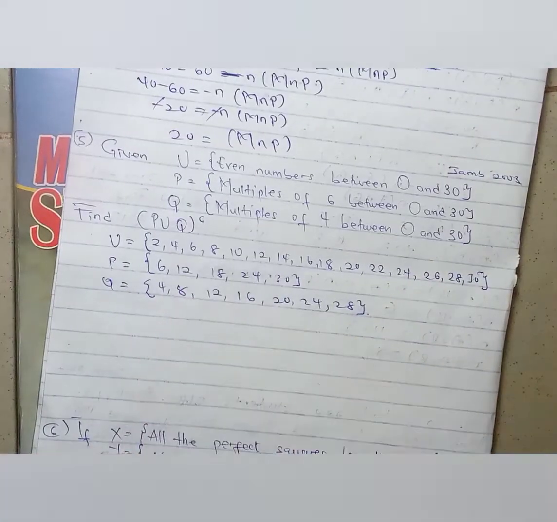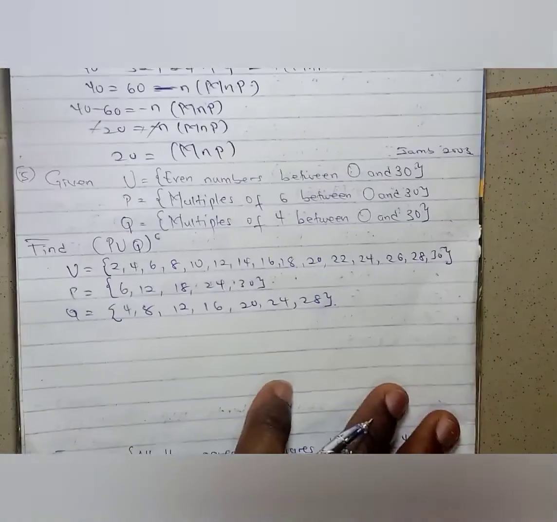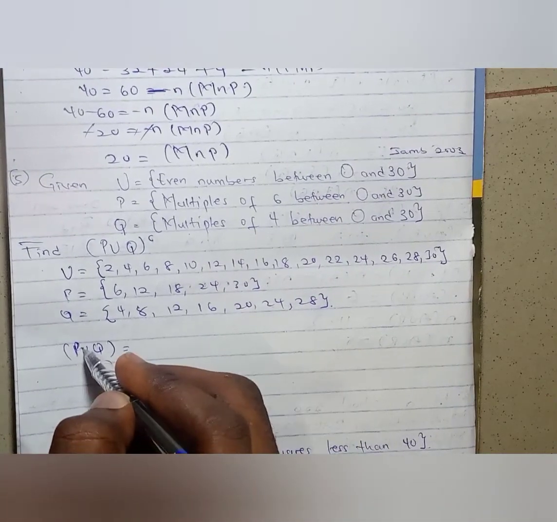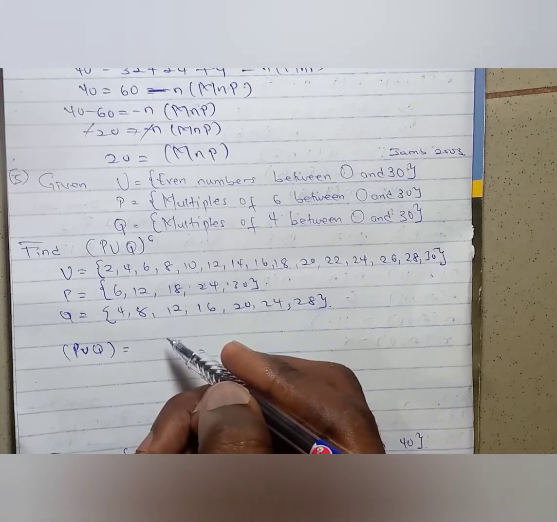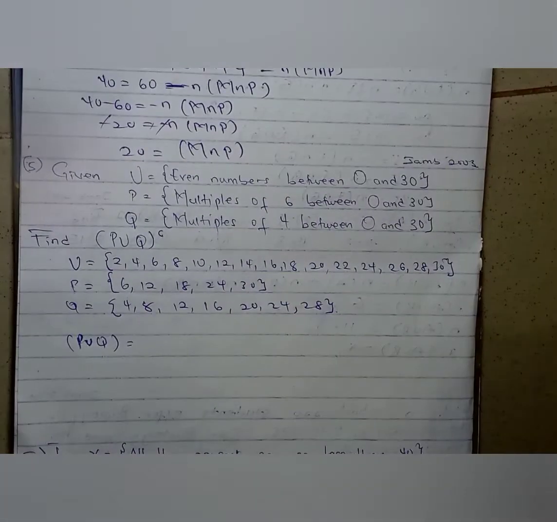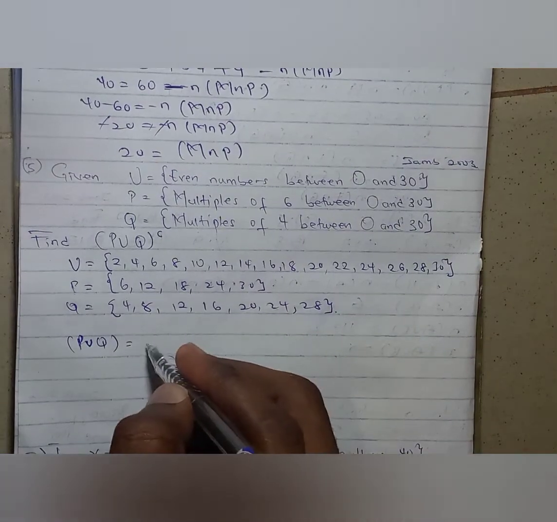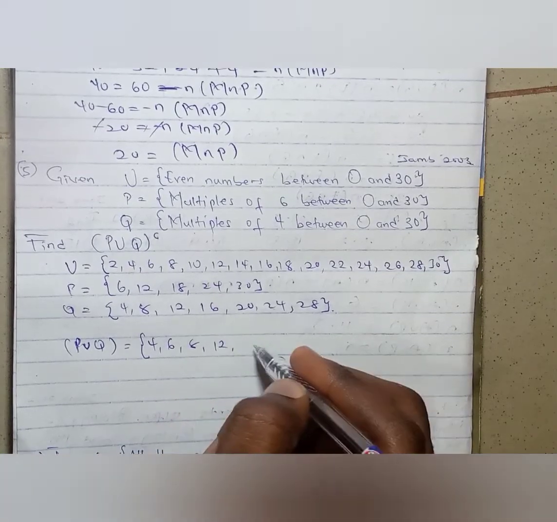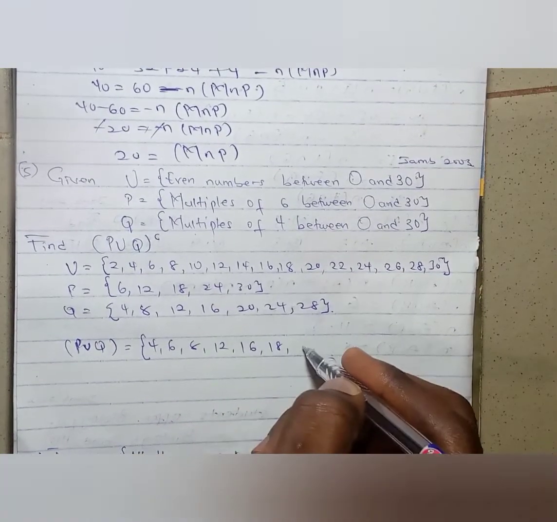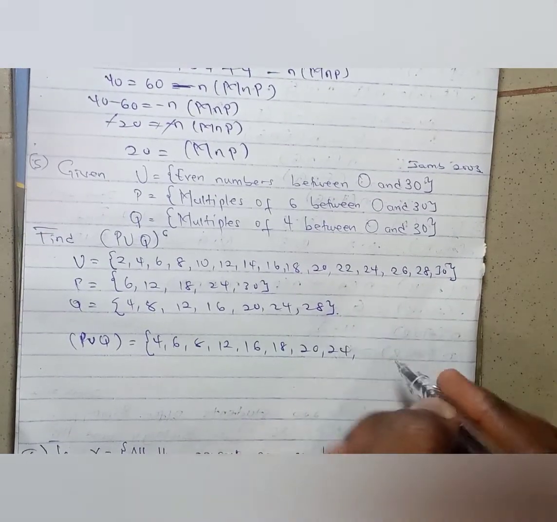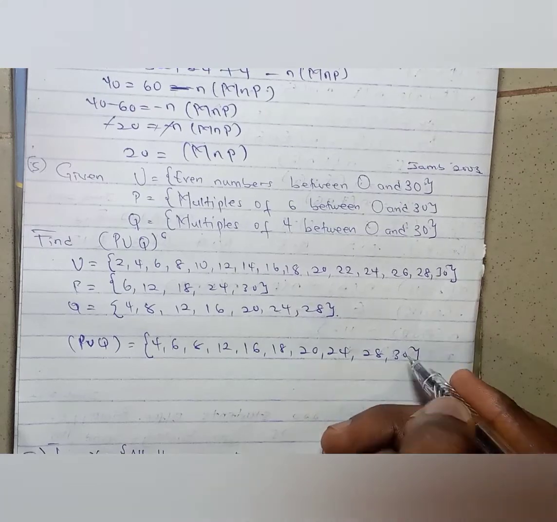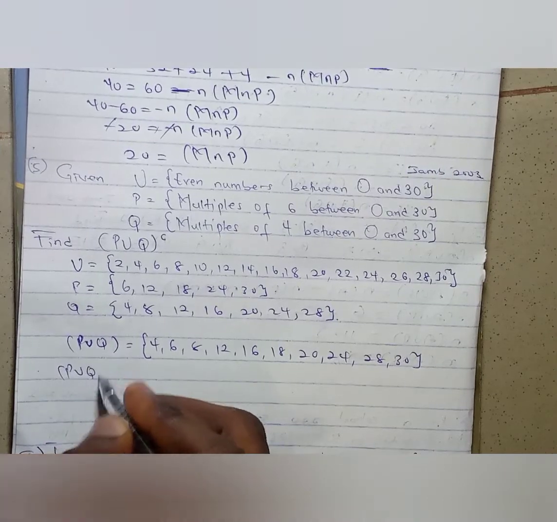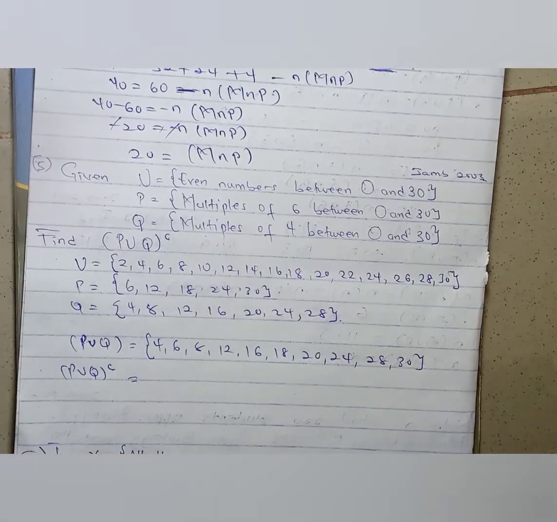Now, before we get the complement, let's first find P union Q. That's combining P and Q and arranging them in ascending order of magnitude. This gives me the set 4, 6, 8, 12, 16, 18, 20, 24, 28, 30. Right?